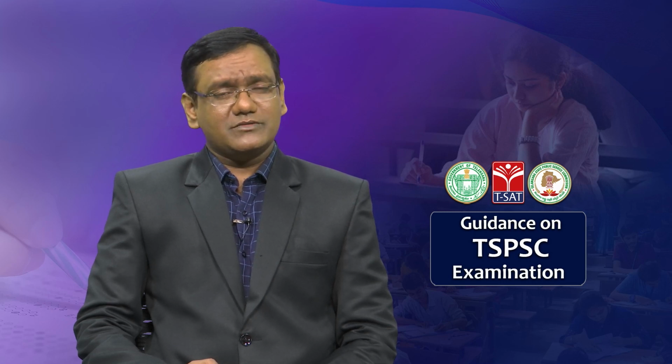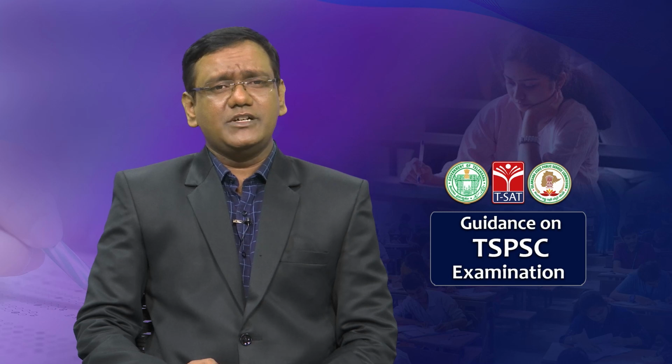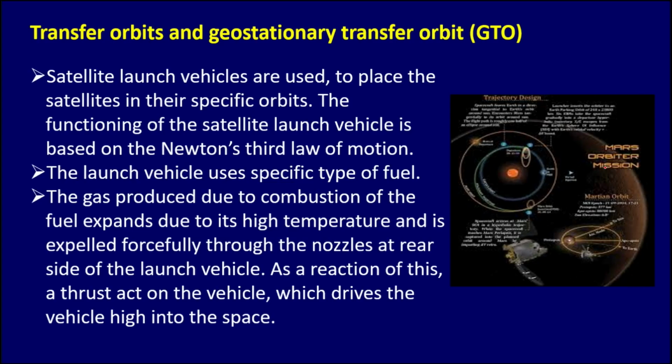Now let's move on to another topic, that is, why do we have different stages of launch vehicles. As a reaction, a thrust acts on the vehicle. We have learned in all our classes that every time we talk about the rocket, if a gas comes out of this rocket with some velocity v, then this rocket will also move with a velocity v. And this v is actually the reaction.